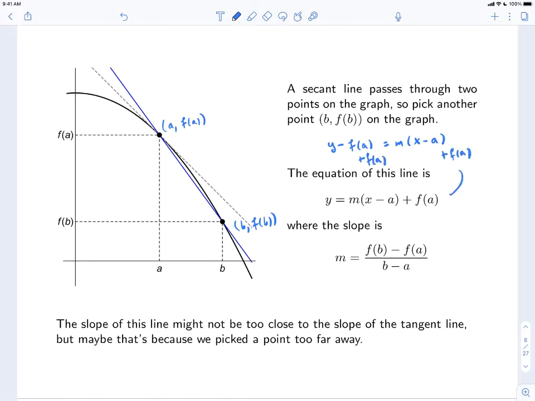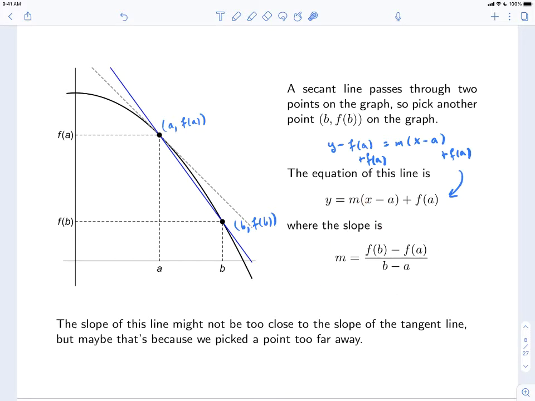That's how we got here. But importantly, we can now figure out what the slope is. Notice that in this equation, we only used one point. We used the point with x-coordinate a and y-coordinate f at a. But we do need another point, and that's what gives us the slope.